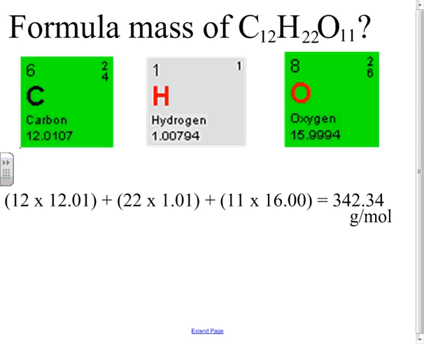If we have C12H22O11, it's really the exact same thing. It's just more particles. So we have 12 atoms of carbon, so we multiply carbon's mass by 12. 22 atoms of hydrogen, so we multiply hydrogen's mass by 22. And we have 11 atoms of oxygen, so we multiply oxygen's mass by 11. It comes out to 342.34 grams per mole. Again, all rounded to 2 decimal places.